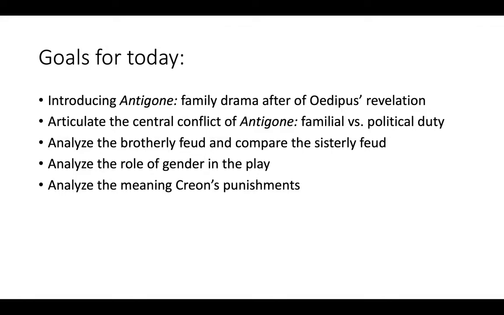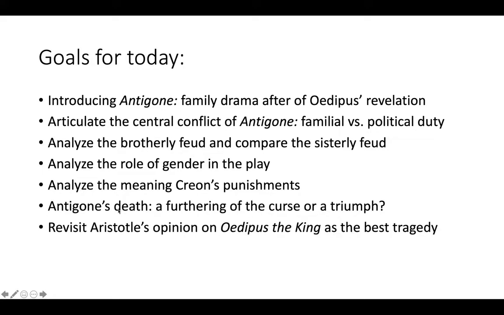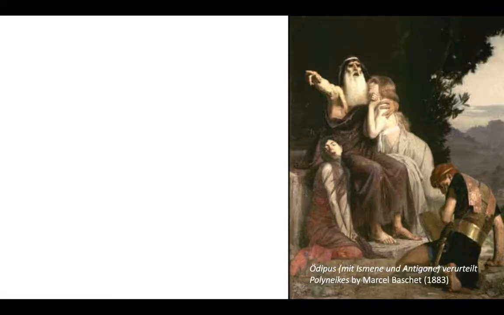We'll analyze the meaning of the punishments that Creon puts forth in the play, and the meaning that's implied behind them, as a way to introduce Antigone's death. And I'll ask you, do you consider it as furthering the curse of her father, or is it potentially a triumph? And then to wrap up our unit on Greek drama, we'll revisit Aristotle's opinion on Oedipus the King as the best tragedy and ask why not Antigone as a really excellent tragedy. Okay, so let's get started.